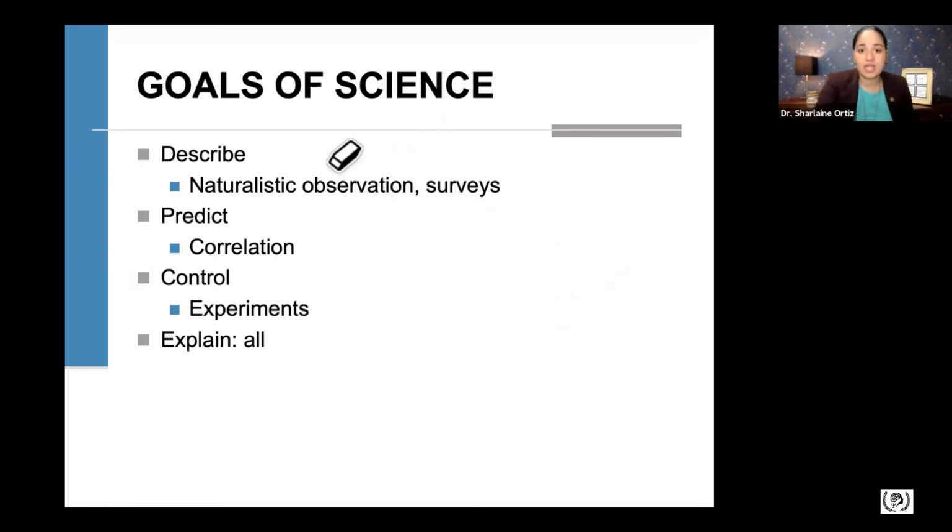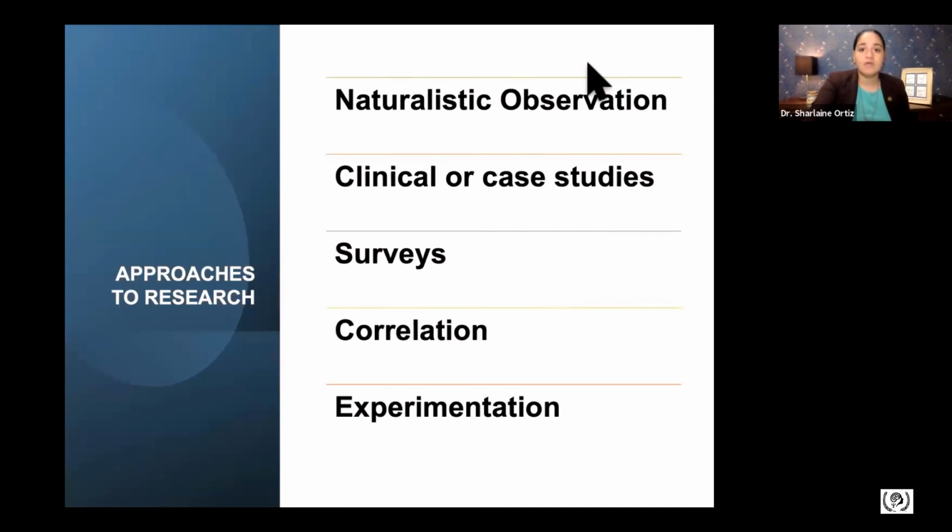But if we're trying to look at how things behave, how people behave, what happens in a naturalistic environment, or if we're trying to find out more information about a source, then we would go with a survey, or we would go with a naturalistic observation. And we're going to move in detail as to what each of these approaches are.